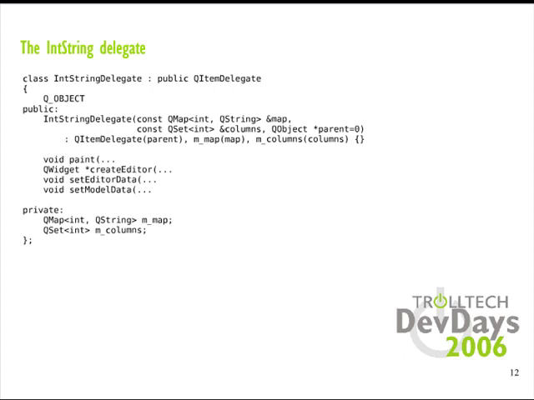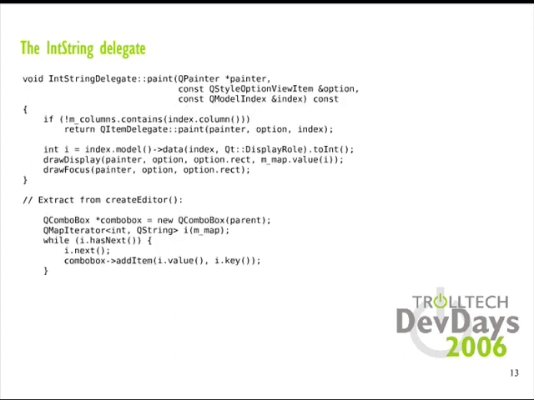Okay? And what we've stored in our map is just the map of integer strings that we're interested in for our combo box and the set of columns that we care about in this particular example. The paint method can paint in two ways. You can either just take the painter you're passed and paint directly, and I think we'll see that later on, or you can use the convenience methods.